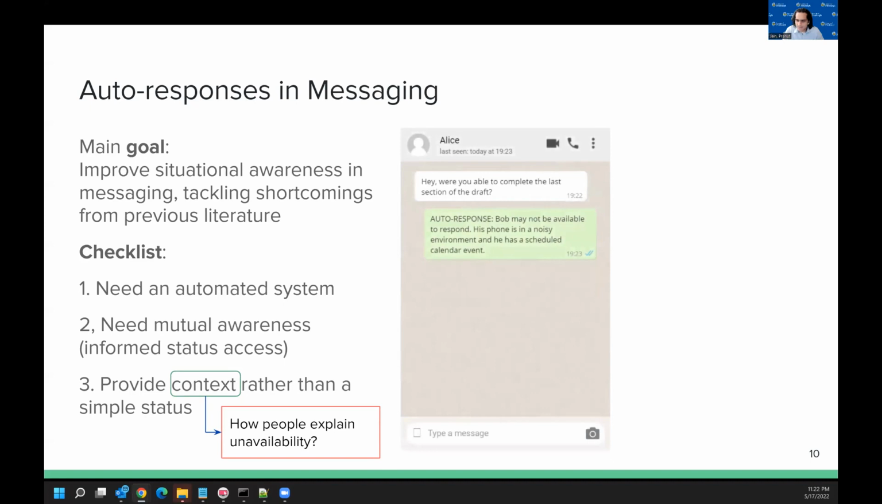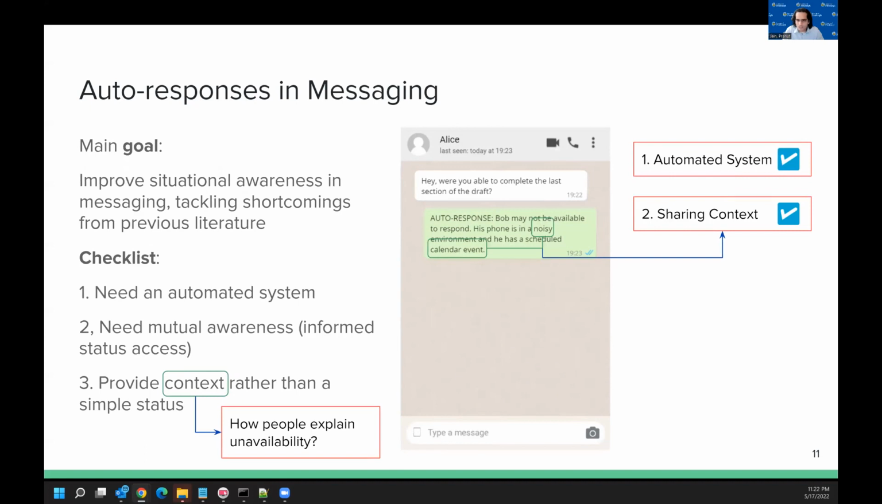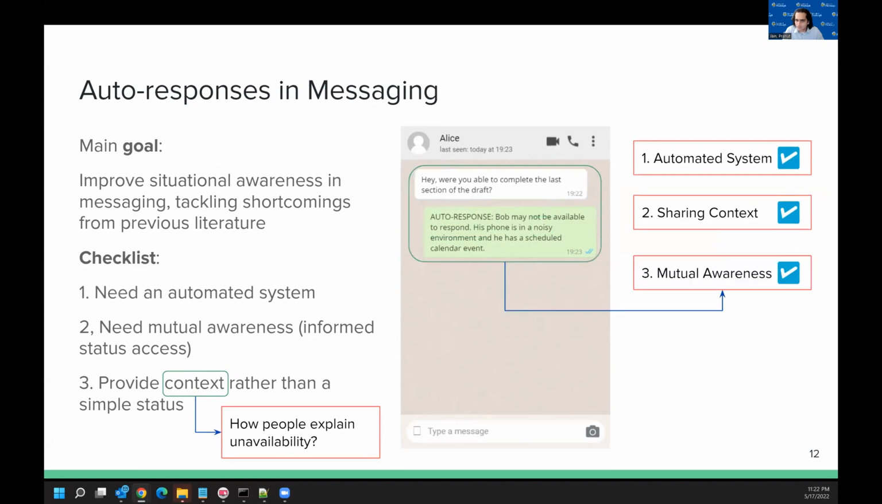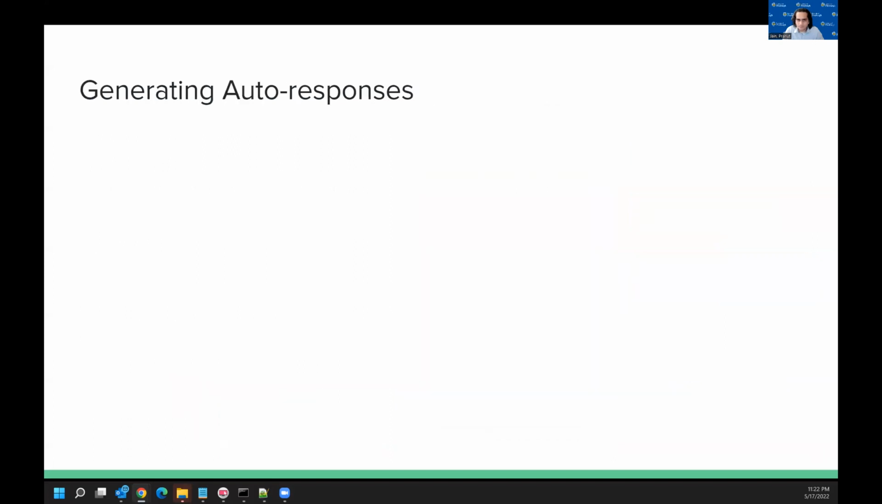As the name implies, an auto-response is automatically sent upon detection of a new messaging session. As shown in this example, additional context is shared as part of the auto-response. And finally, since the auto-response is sent as part of the same thread of conversation, mutual awareness of the shared status is also maintained. So how did we design and develop this system?